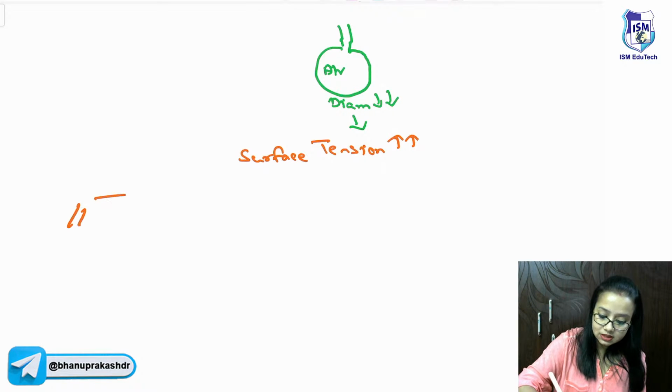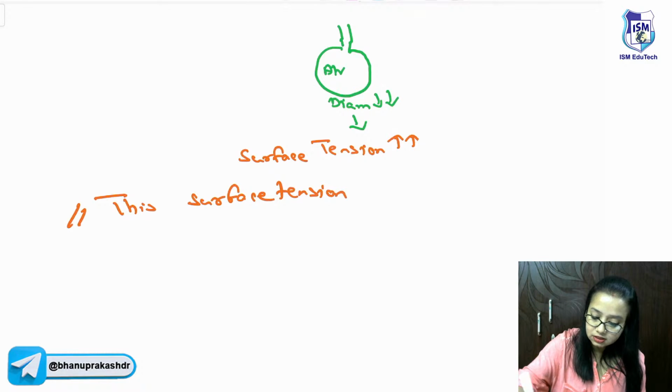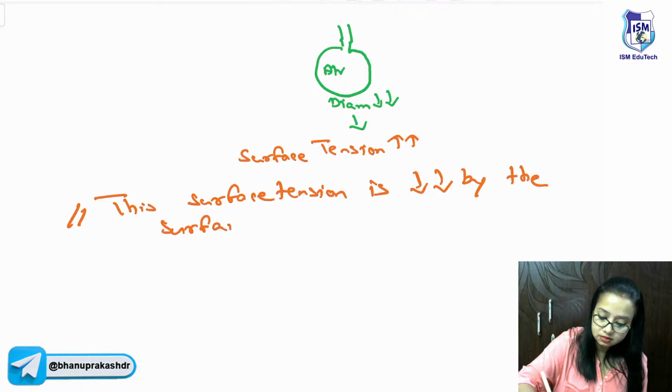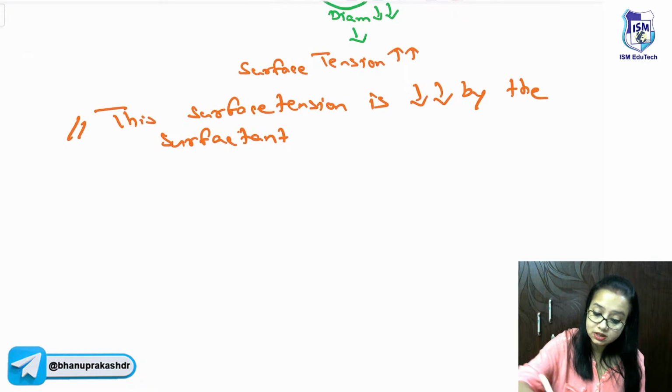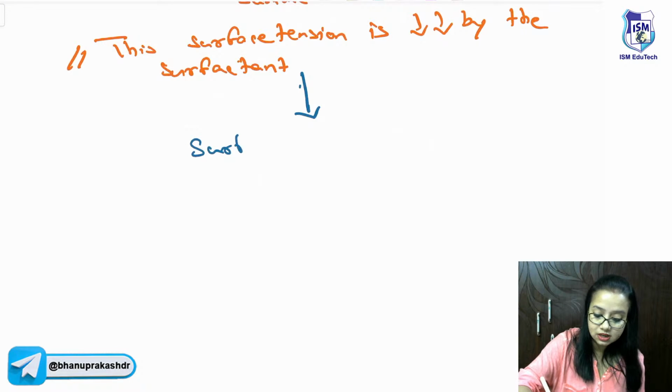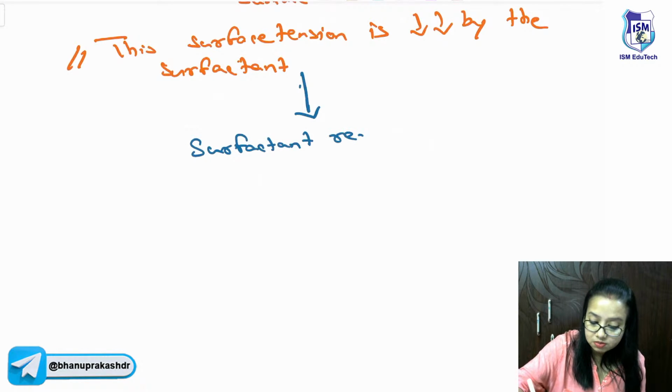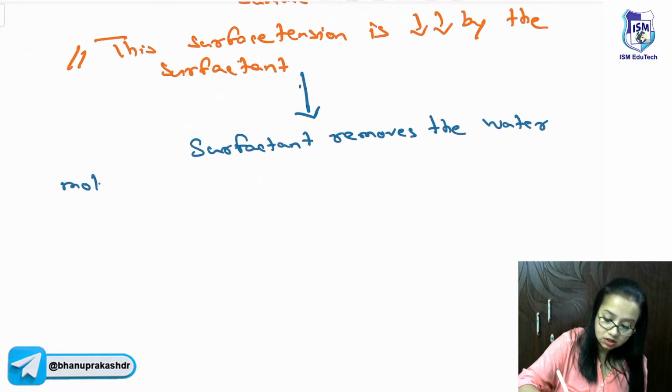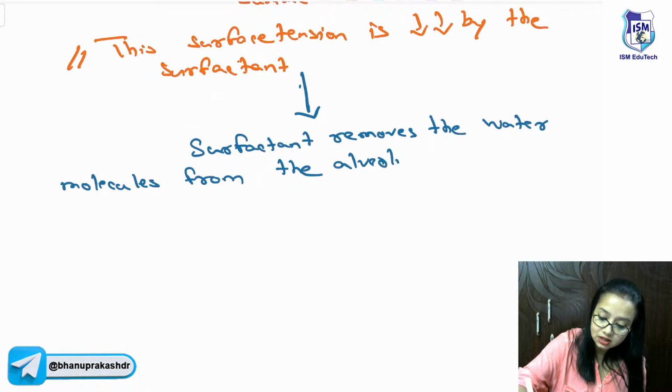Now, this surface tension is reduced by the surfactant. How is it reduced? What does the surfactant do? When there is decrease in the diameter of the alveoli, surfactant removes the water molecules from the alveoli surface back to the capillaries.